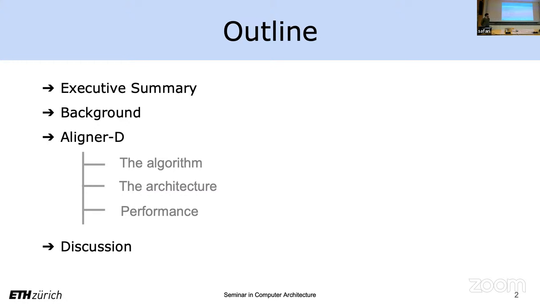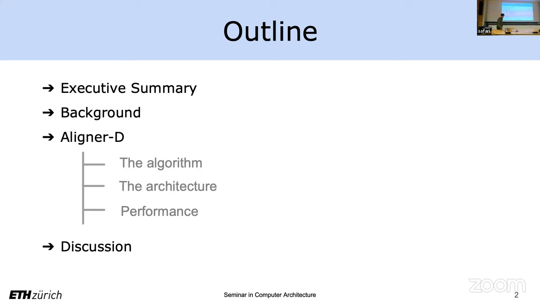Very simple outline, actually. I would like to note the three parts in the Aligner D, the architecture from this paper that performs DNA short reads alignment. We will see in a minute what it is. So first, we'll have a look at the algorithm they use, how they implement it in the architecture, and then some performance analysis.